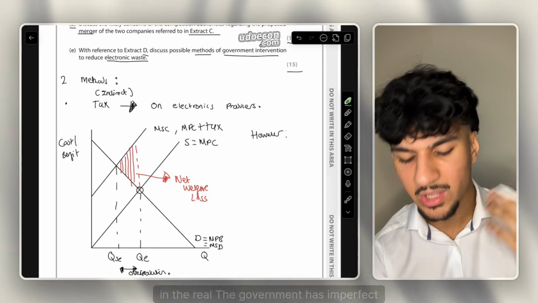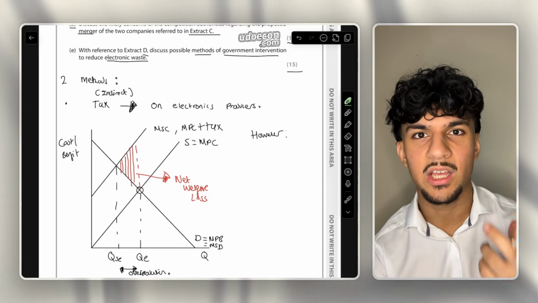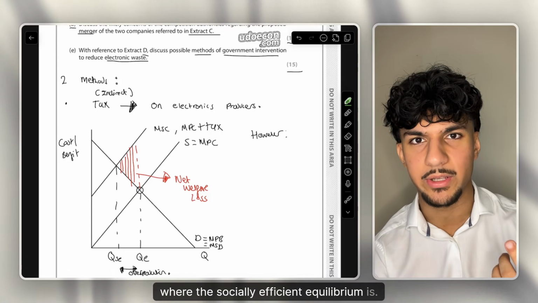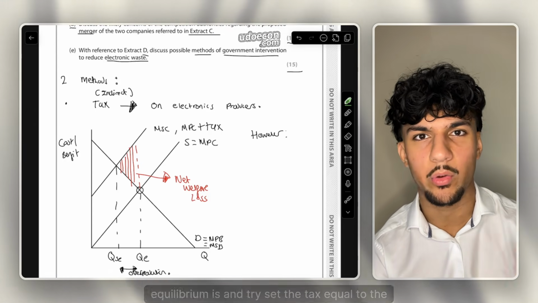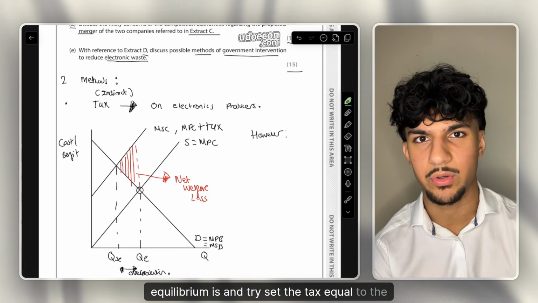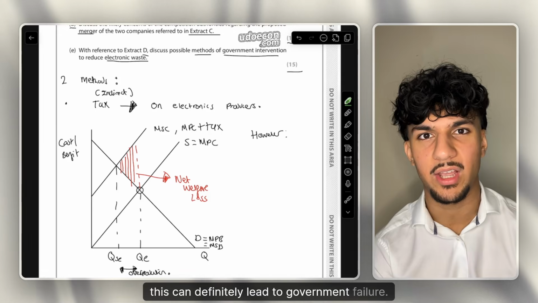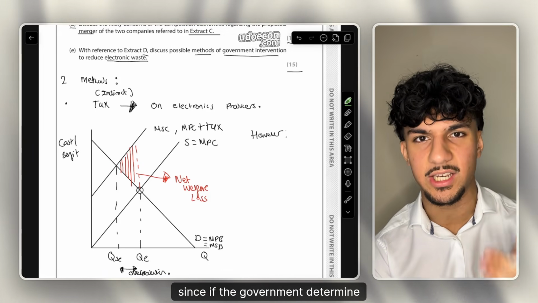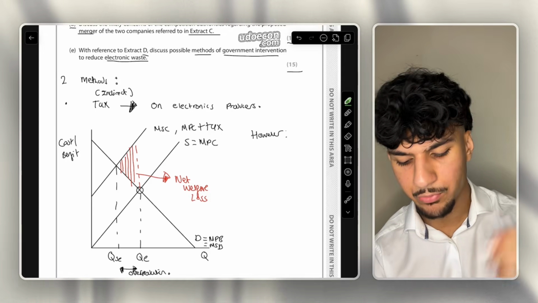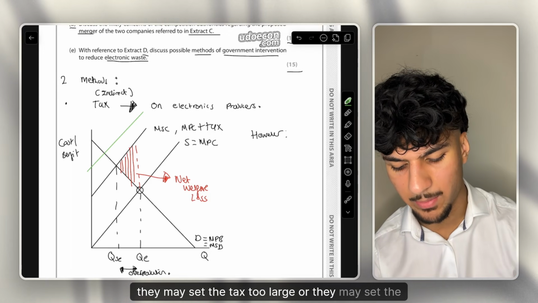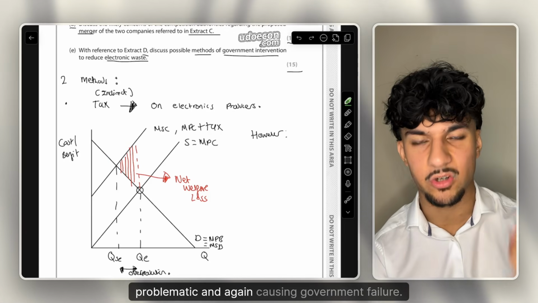But in reality, the government has imperfect information. There is no way to quantify where the socially efficient equilibrium is. Thus, the government essentially just has to make their best guess at where the socially efficient equilibrium is and try to set the tax equal to that, which, as a few of you might be thinking, can definitely lead to government failure, since if the government determines the socially efficient equilibrium at the wrong point, they may set the tax too large or they may set the tax too small, and of course in both scenarios they're problematic and again cause government failure.